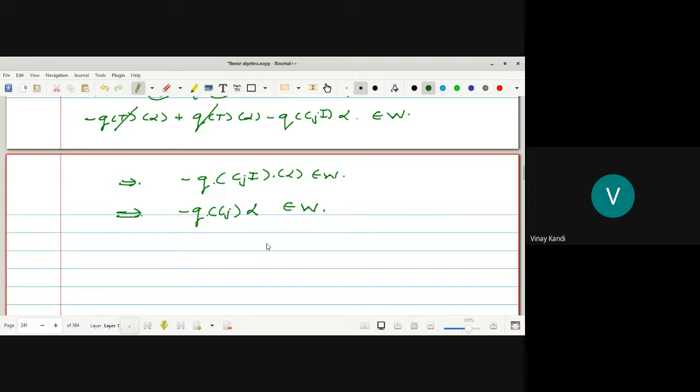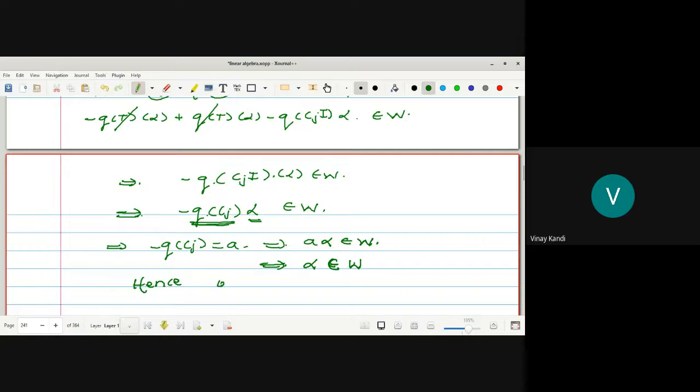Now look at here. Q of Cj is one scalar, and alpha is the vector. Then suppose this minus Q of Cj is equal to A. So that implies A into alpha belongs to W. This implies A is any scalar belonging to F. This is a scalar. That means alpha again belongs to W. Is it correct?